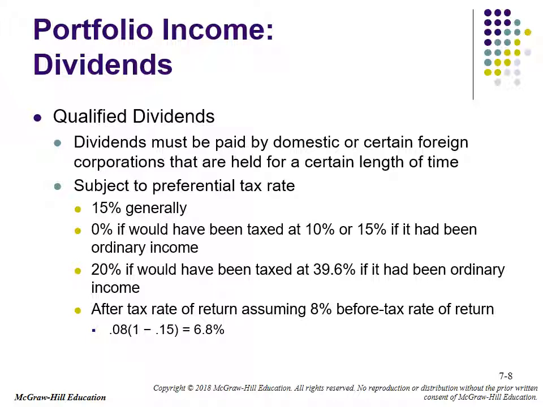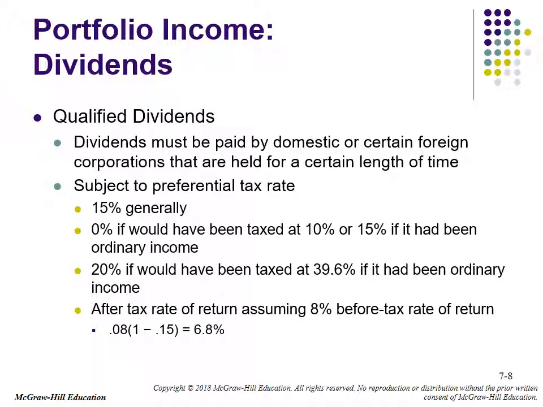Now, if you're in the 10 or 15% bracket, you do not pay any tax on qualified dividends. If you're in the 25%, 28%, 33 or 35%, you pay a 15% tax on qualified dividends. And if you're in the 39.6%, you pay a 20% tax.